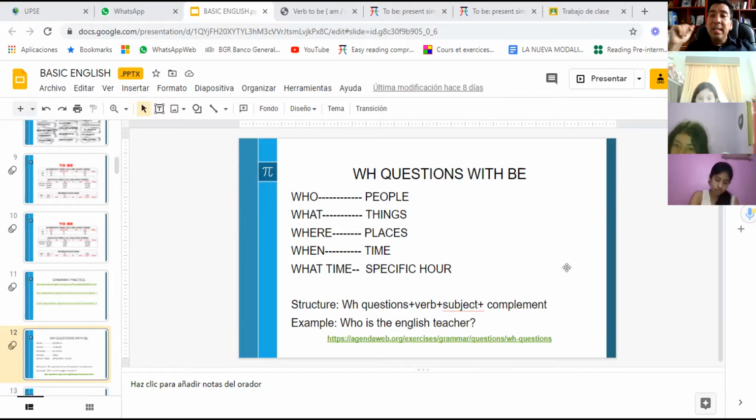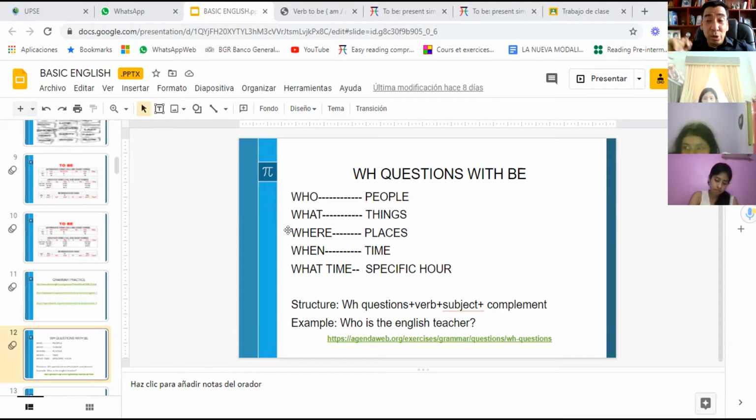The first one is who. The second one is what. The third WH question is where. And we use where to get information about places. Every time that you want to get information about places, you use the WH question where. For example, where is the bank? Where is the university?